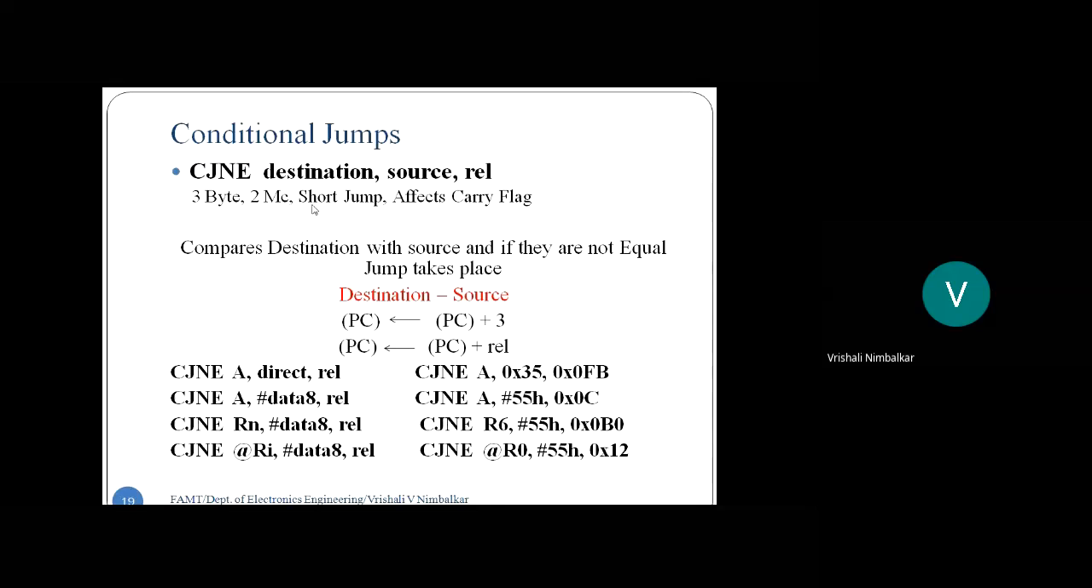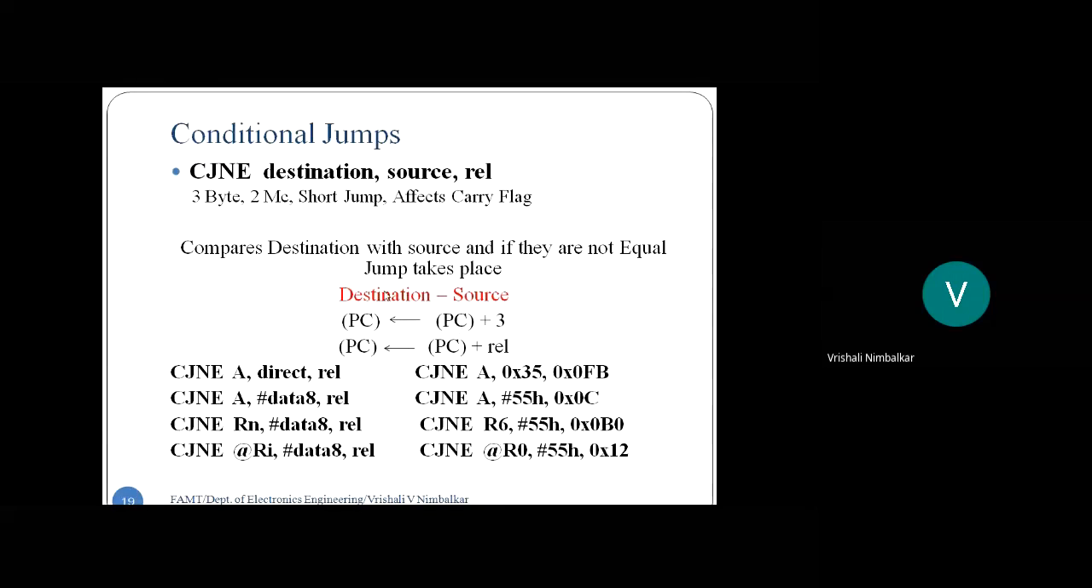And what is the type of jump? It is a short jump. And see, compare and jump on not equal is going to affect the carry flag. How, we will see now. Comparison means the output can be that the number is greater than, or less than, or equal to. Correct? So what operation is carried out for the comparison? Internally, a subtraction is carried out to do the comparison.